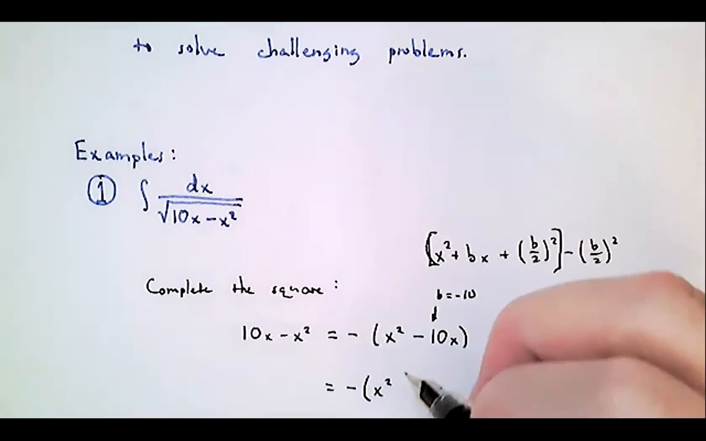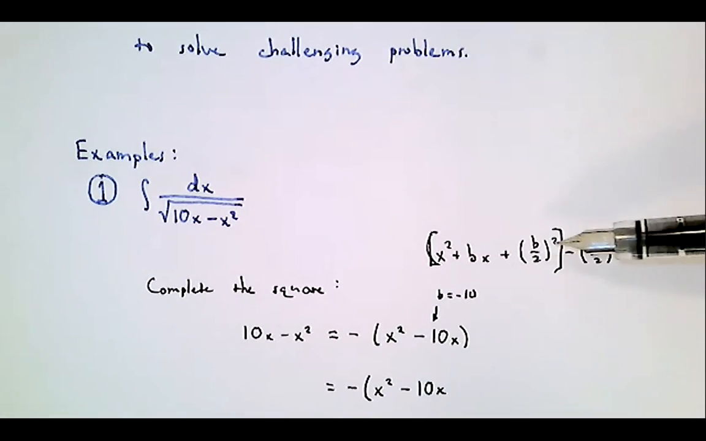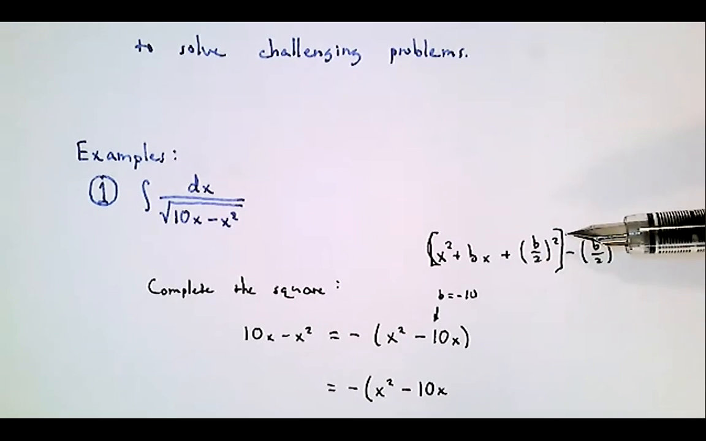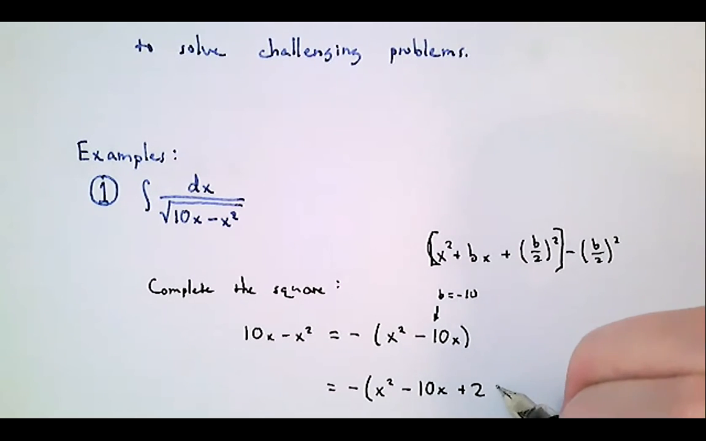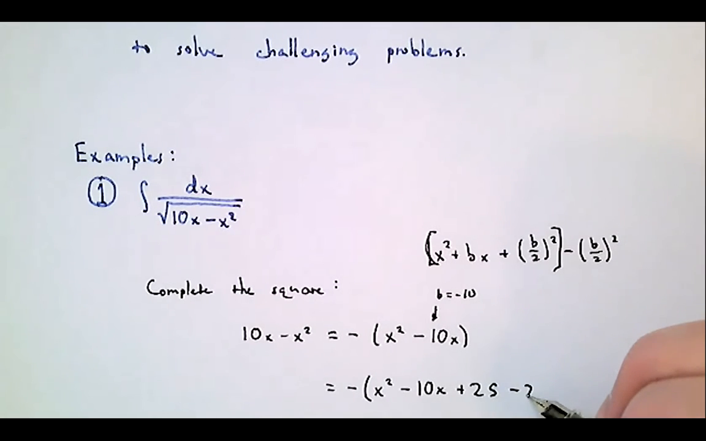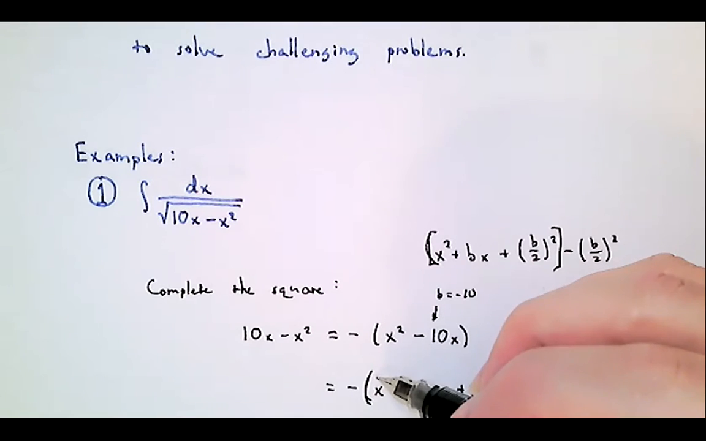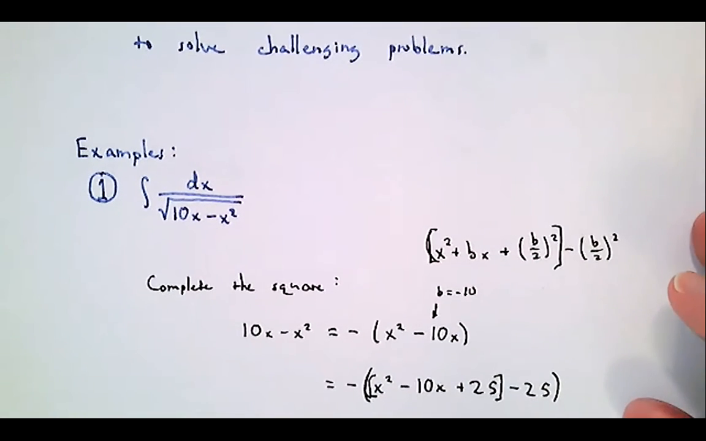And we'll want to work inside of our parentheses since we factored out that minus sign. We'll need to divide minus 10 by 2 to get minus 5, and then square it to get plus 25. And we have to also subtract it so that we don't alter the value of the expression. So the first three terms, if you group them together, you should recognize as a perfect square.